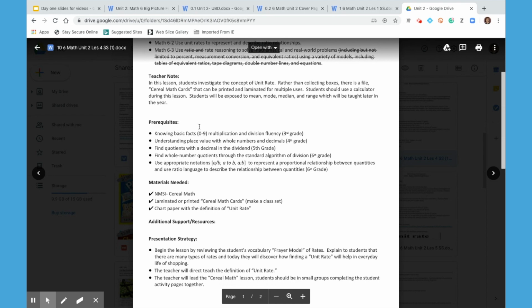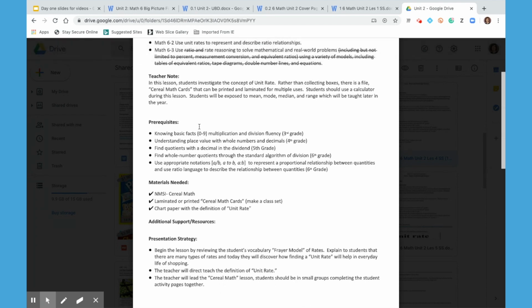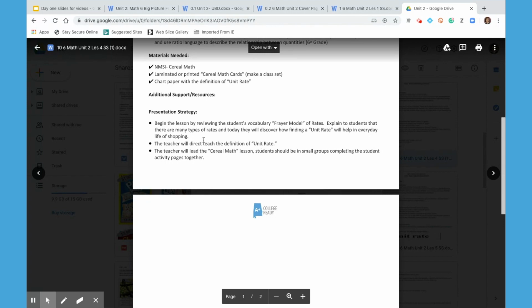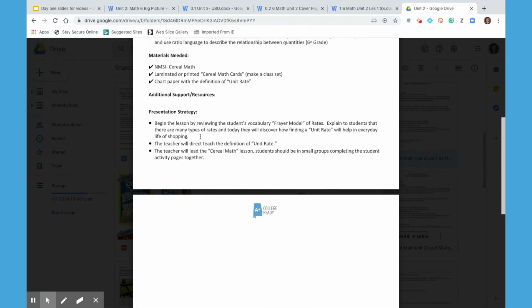And the teacher note: in this lesson, students investigate the concept of unit rate. Rather than collecting boxes, there is a file of Serial Math cards that will be printed. We have them on the Google Slides that will be available for you to use with your class also. And this is a presentation strategy.